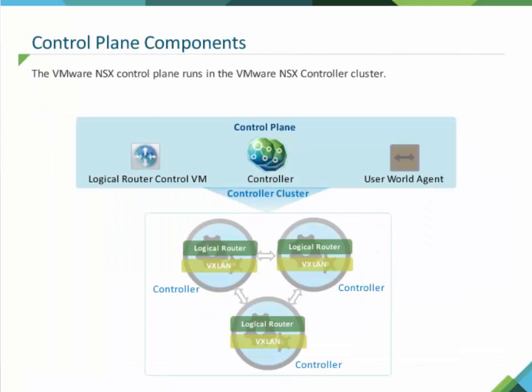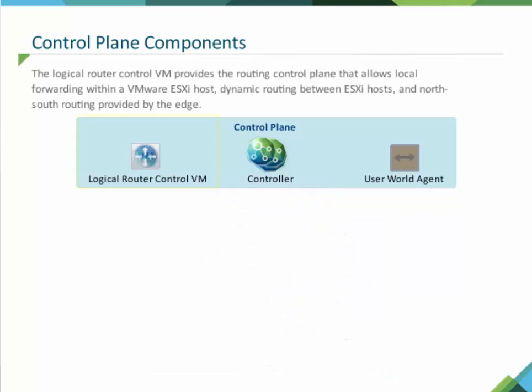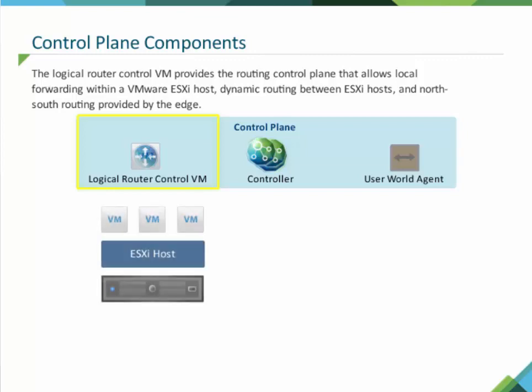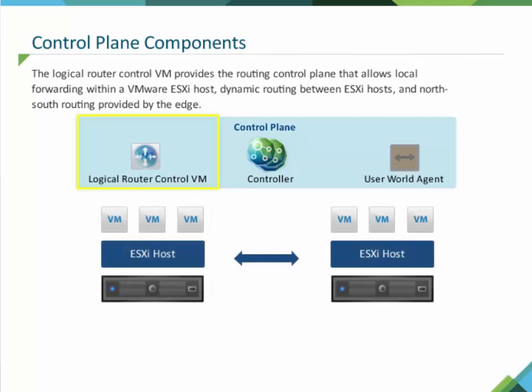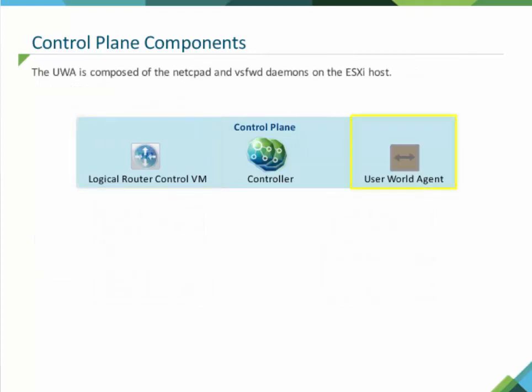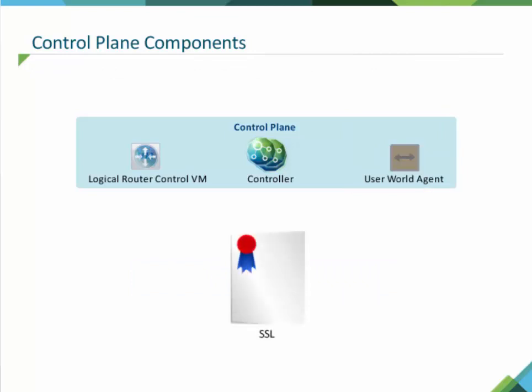The VMware NSX control plane runs in the VMware NSX controller cluster. The Logical Router Control VM provides the routing control plane that allows local forwarding within a VMware ESXi host, dynamic routing between ESXi hosts, and north-south routing provided by the edge. The User World Agent, or UWA, is composed of the netcpad and VSFWD daemons on the ESXi host. UWA uses SSL to communicate with VMware NSX controller on the control plane.